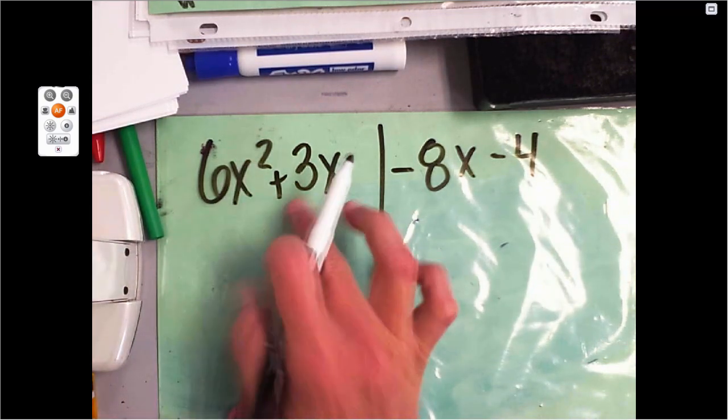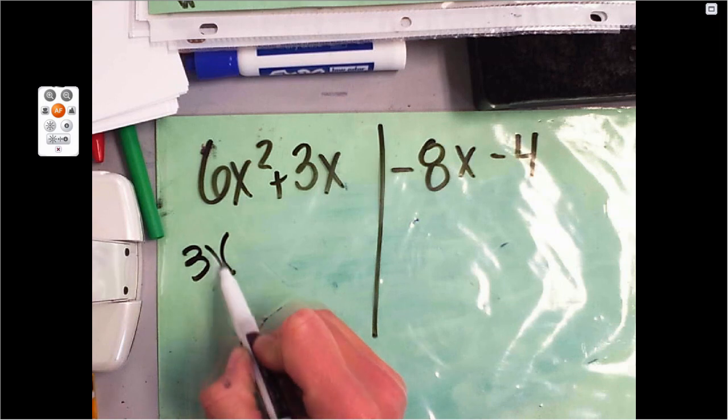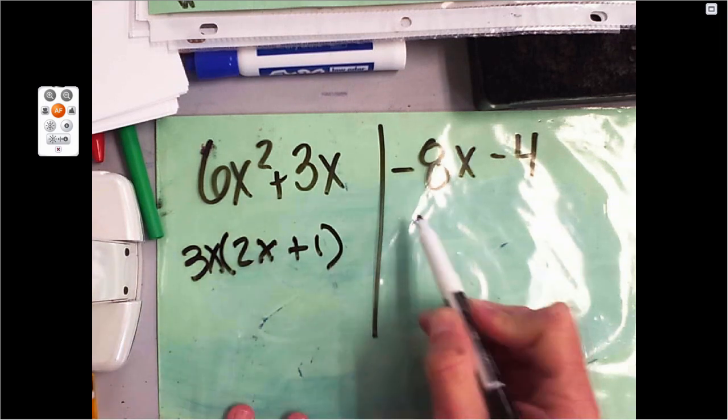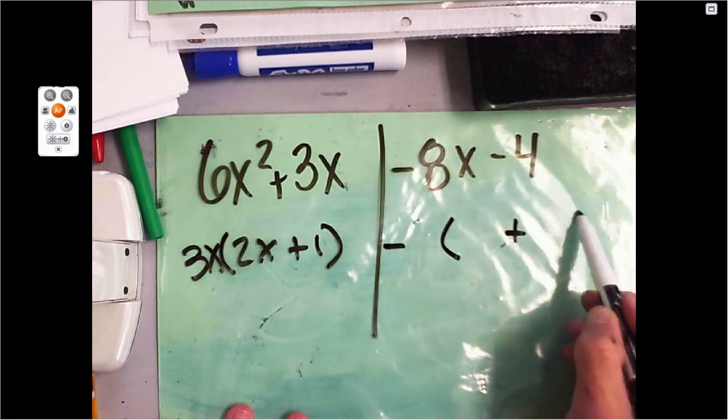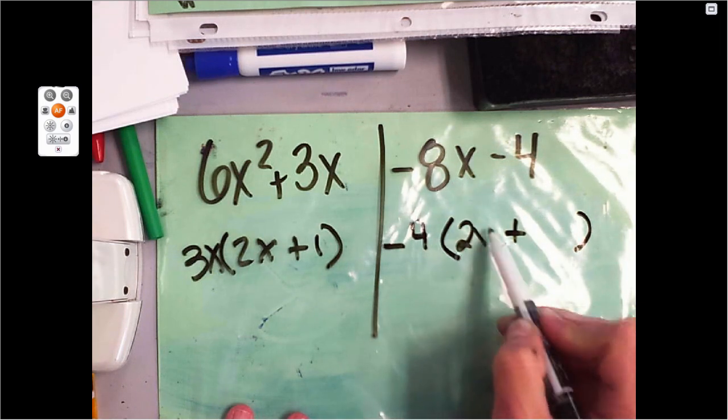So what goes into 3 and 6? 3. This is 2x plus 1. Now, negative and switch. This is 2x plus 1.